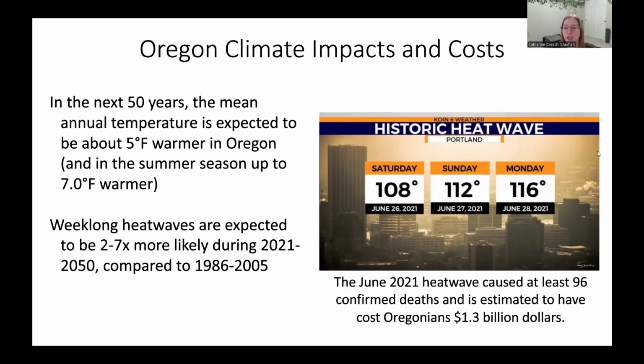I have a screenshot here from June 2021 when we had that massive heat wave. Maybe you all remember it. It was pretty incredible, and we estimated that it cost Oregonians $1.3 billion, and we confirmed that it killed 96 people. So these heat waves, these effects of climate change are pretty disastrous. 96 people is a lot of people to lose to extreme heat.